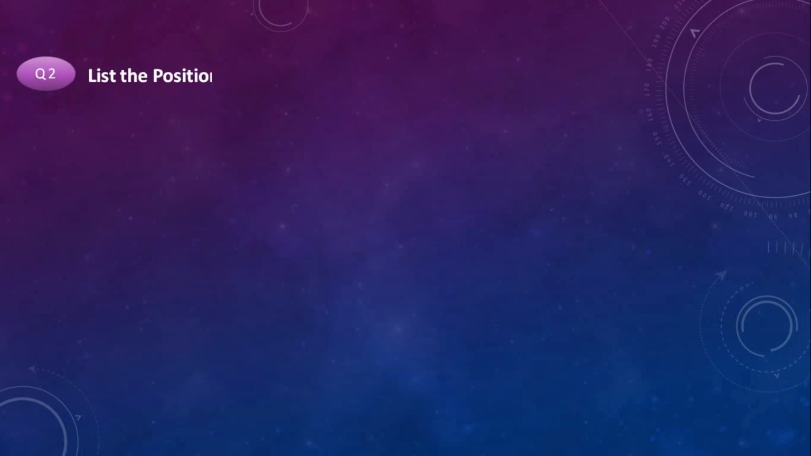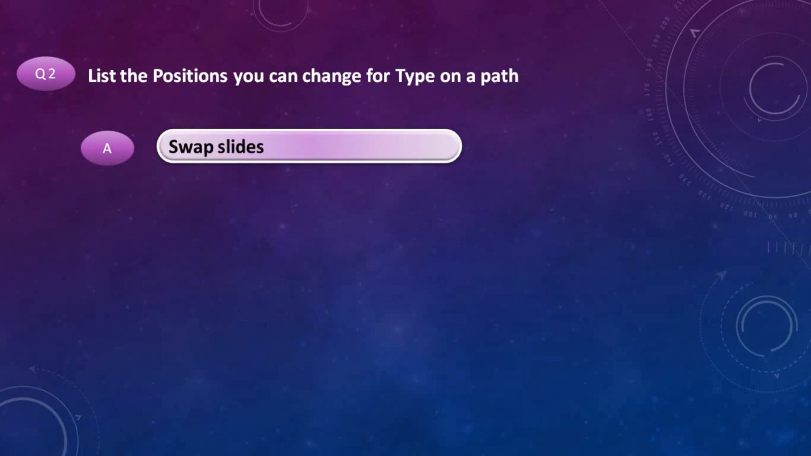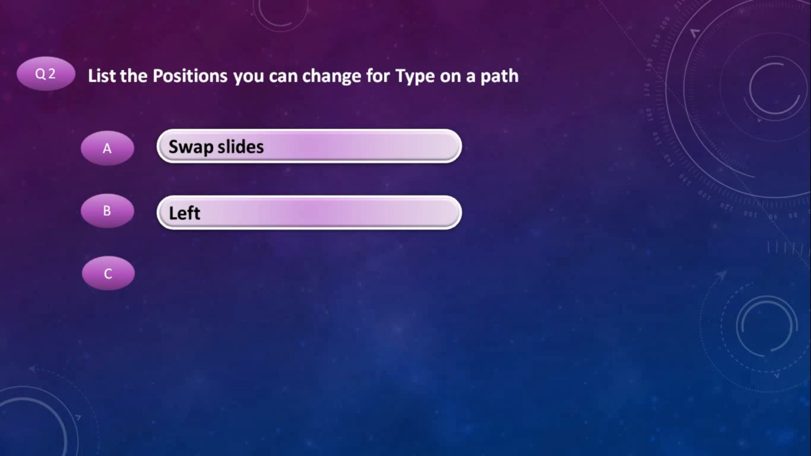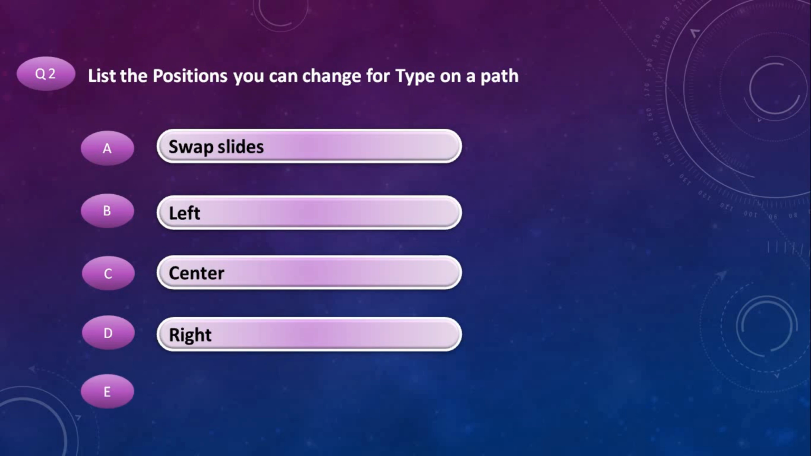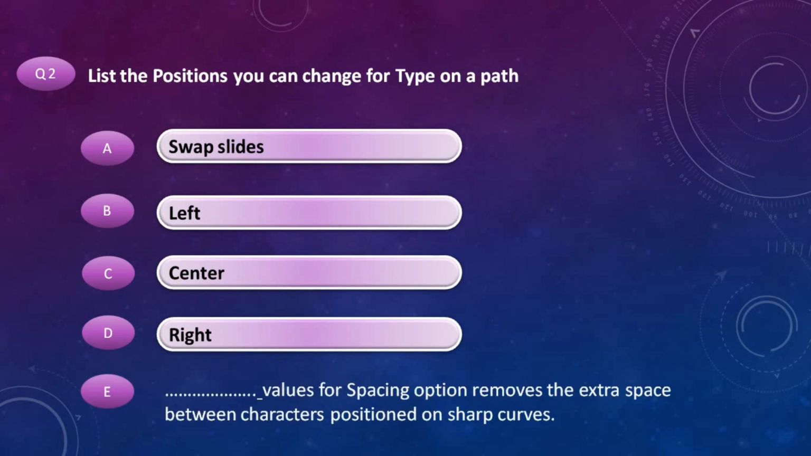The next question. List the options you can change for type on a path. Swap slides, left, center, right. Higher values for spacing option removes the extra space between characters positioned on sharp curves. And the options you can change for type on path are swap slides, left, center and right.